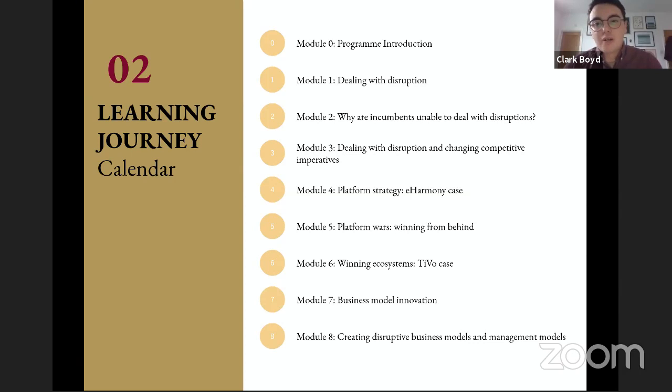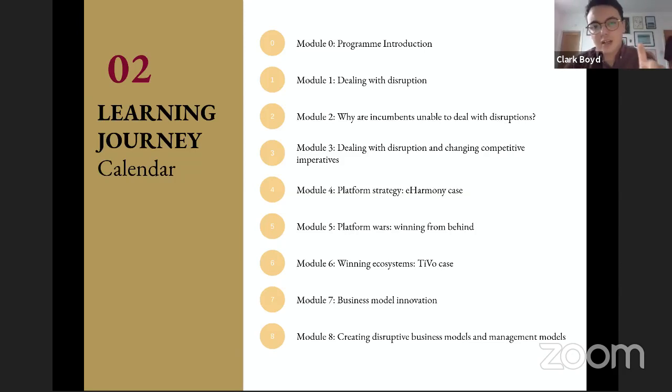Module 2, so then we look at, why are incumbents unable to deal with disruption? The incumbents have all the resources, so surely they should be able to deal with this, not just financial, but they hire very intelligent people whose job it is to identify these threats. So why are they unable to do it? What does that mean for an incumbent, or for a disruptor? What does it mean for an incumbent that you might work at, and how can you deal with that?